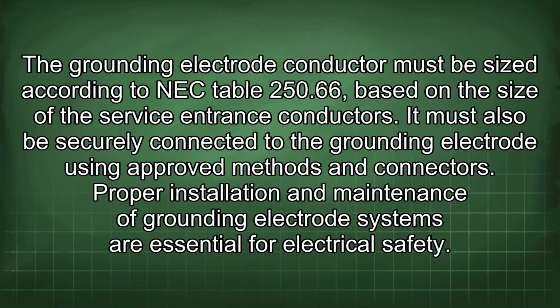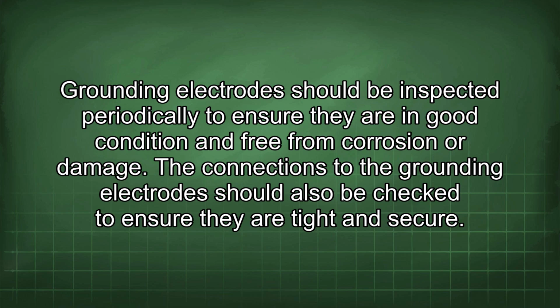The grounding electrode conductor must be sized according to NEC Table 250.66, based on the size of the service entrance conductors. It must also be securely connected to the grounding electrode using approved methods and connectors. Proper installation and maintenance of grounding electrode systems are essential for electrical safety. Grounding electrodes should be inspected periodically to ensure they are in good condition and free from corrosion or damage. The connections to the grounding electrodes should also be checked to ensure they are tight and secure.